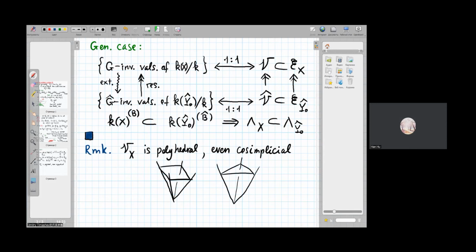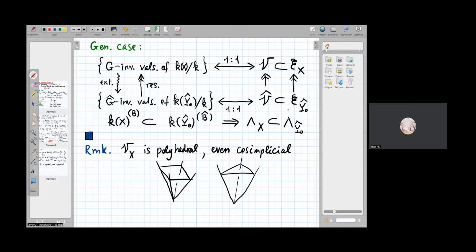Oh, and Professor, I have a question about the general case. Yes. Sorry. Yes. So we have a projection map from V hat to V. Yes. So how is the one-to-one correspondence in the first line if the projection?